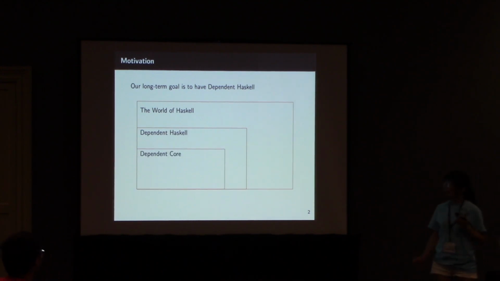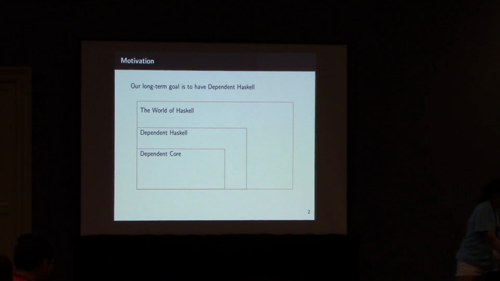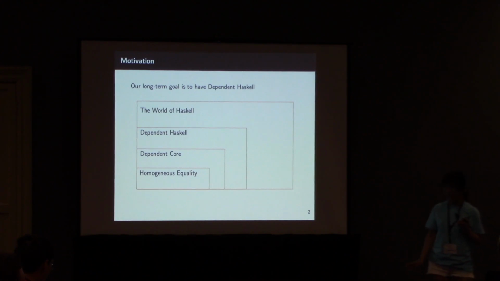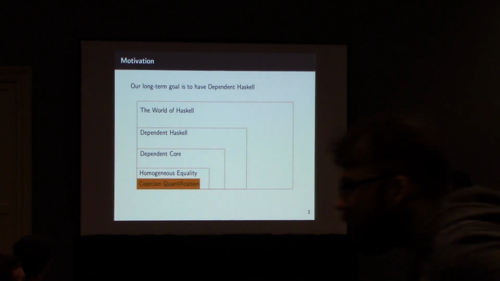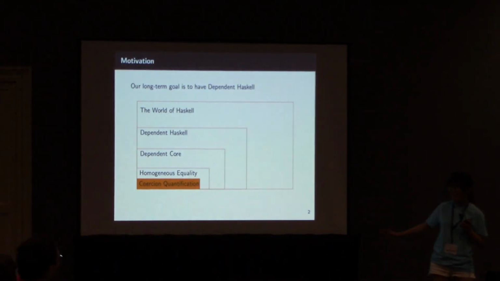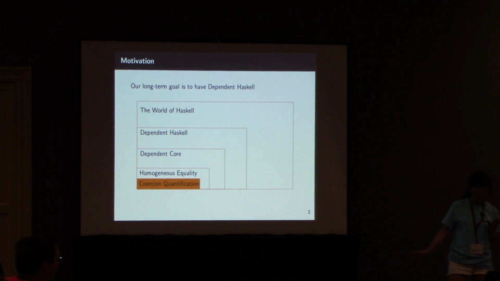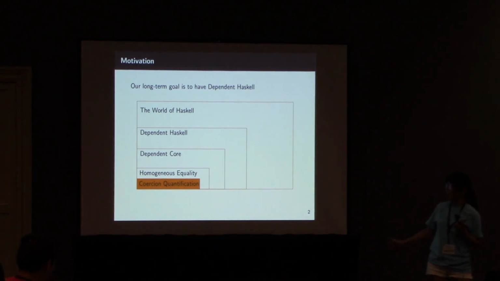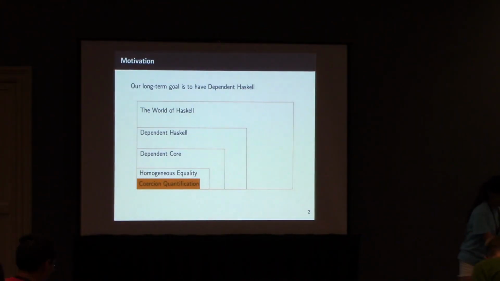And during the meta-theory study of dependent core, we found that we want homogeneous equality. And while implementing homogeneous equality, we found that we want coercion quantification. So this little corner in this big picture is what this talk is all about. If you are not familiar with some of the concepts, no worries, I will explain them in detail later.